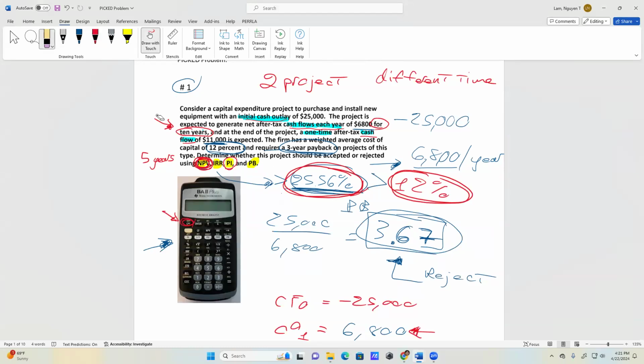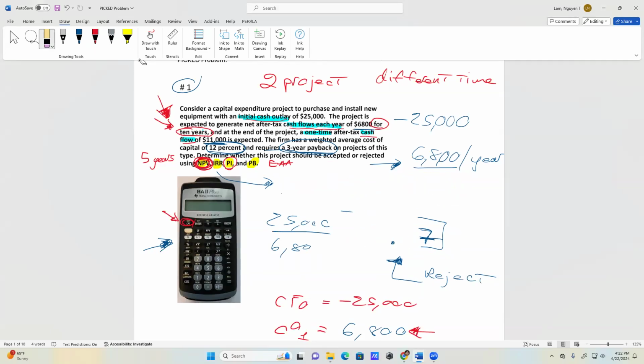Okay, now I want to talk about the EAA. Like I said before, just a reminder, EAA deals with two or more projects when they have different lives. This problem right here is 10 years, but let's pretend another project is 5 years. Then you have to use the EAA. There will not be a formula for the EAA provided for you. However, I will write it down right here, hopefully to make it easier for you to look at.